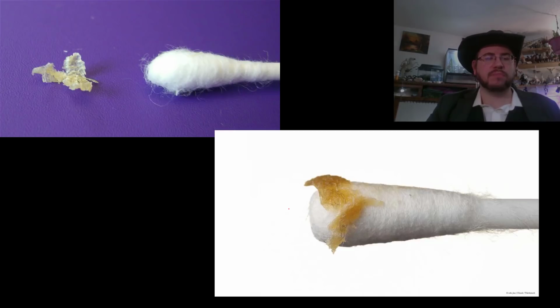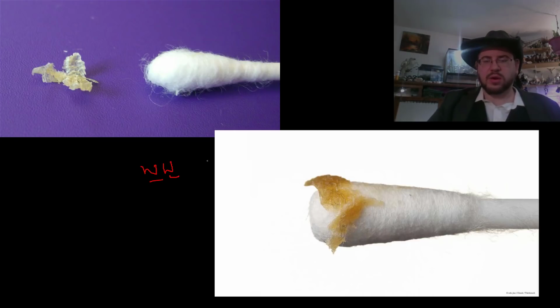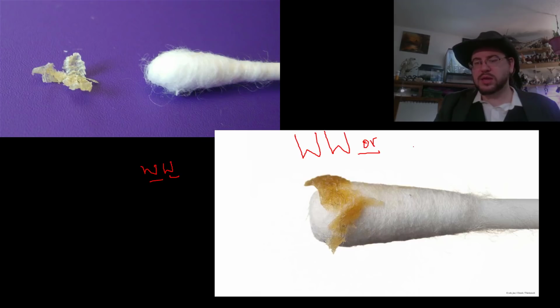There's some crumbly dry earwax right there. This is the dry earwax, two recessive alleles, and this is the wet earwax, and this could be two dominant alleles or a dominant allele and a recessive allele. You just don't know which because it's showing dominance.